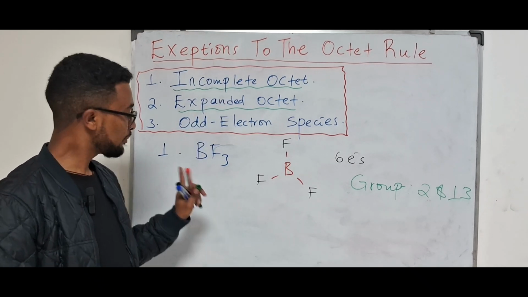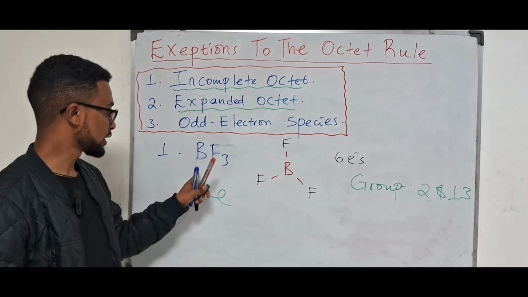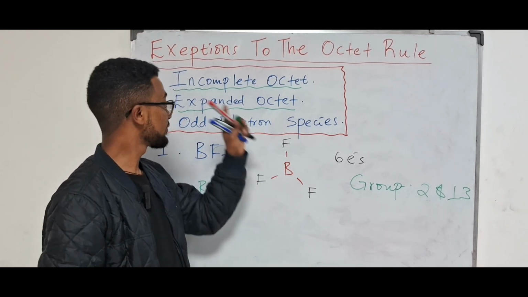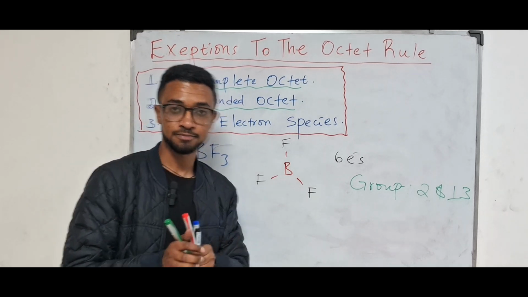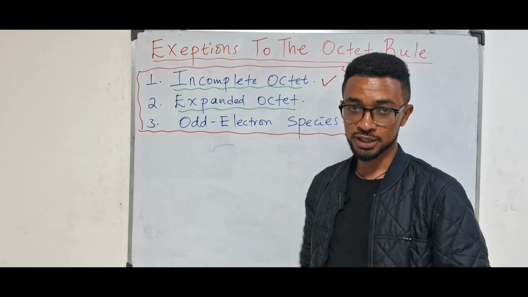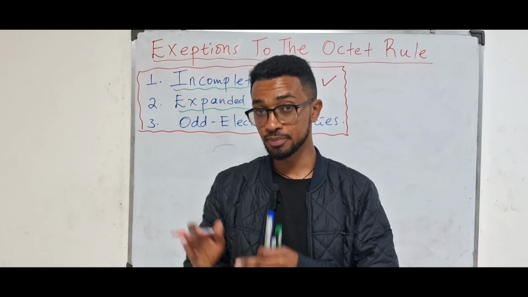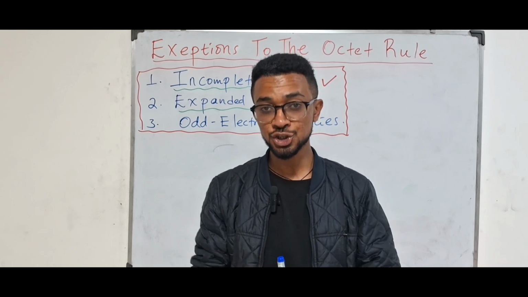Most of the time, boron, beryllium, these metals or elements in their compounds have below octets, or incomplete octets. Now let's talk about expanded octets. Elements in period 3 and beyond, like sulfur, can have more than 8 electrons in their last shell.